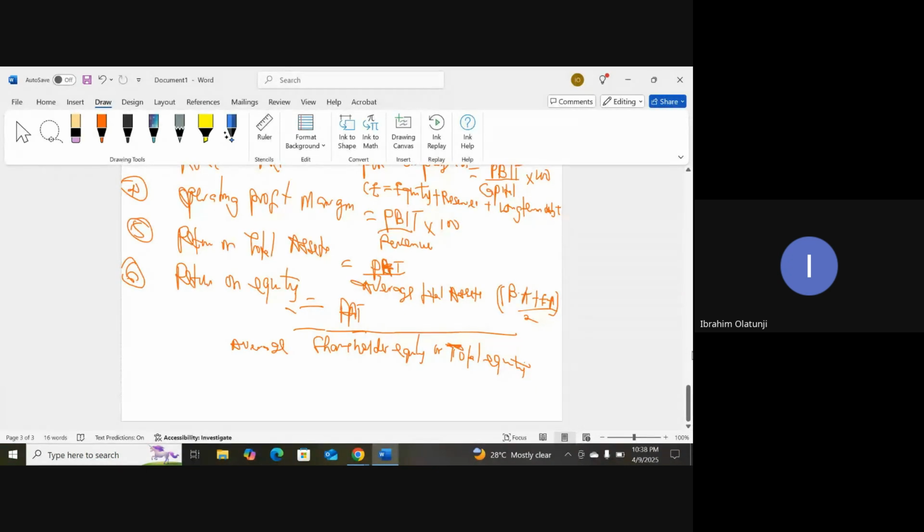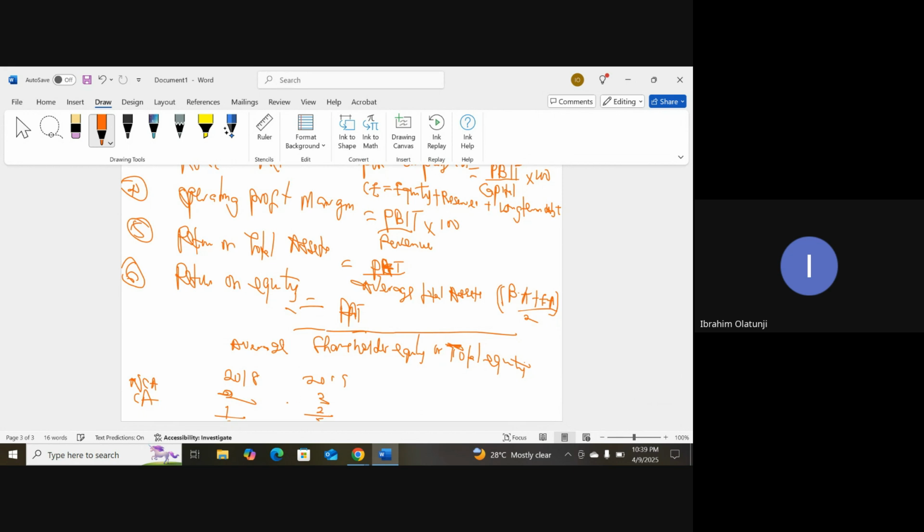And how can you get to average total asset? If they are giving you 2 periods like 2018 and 2019, you know, when we say total asset, we are talking of the non-current asset and current asset. That's the total asset. So if the non-current is 1 and the current is 2, the total asset for 2018 is 3. The total asset for 2019 is 5.